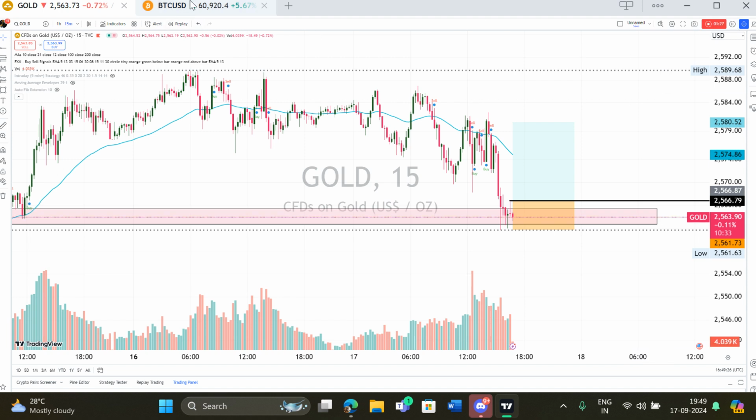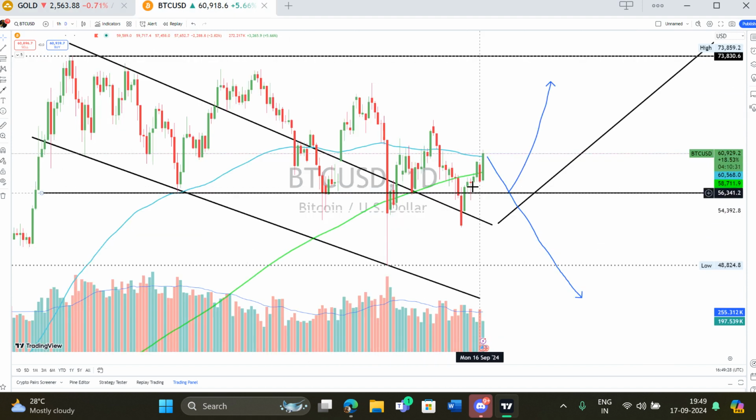So let's go with the BTC. We have a buy-sell trade, we just closed right now here, we already closed. We have to sell from this area.